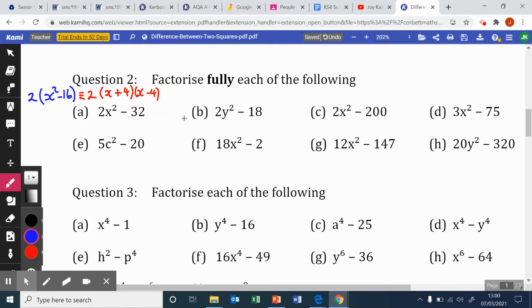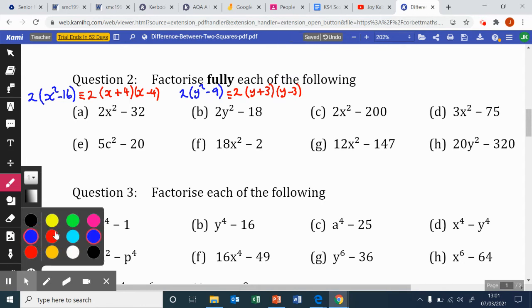Let's go for the next one. We've got here 2y squared minus 18. So that's 2 times y squared minus 9, which again can go to 2, and then this y squared minus 9 can be factorized to y plus 3 and y minus 3. Make sure you're doing these to get all the marks, guys.